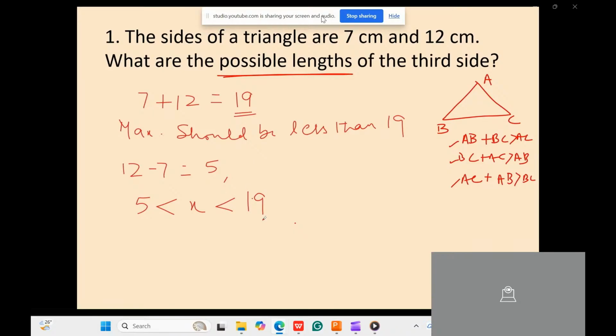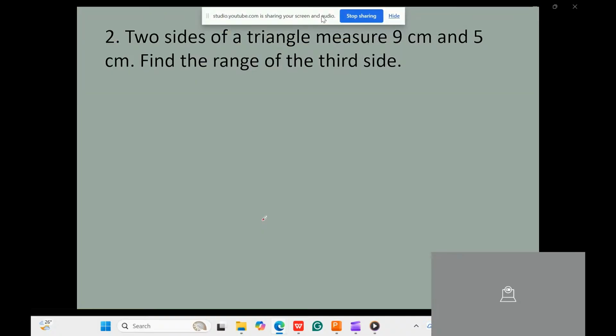Let's have a look at the next question. So again, it is a similar question. So again, you have to find the range. So range is calculated by adding and subtracting the two sides. Range means what could be the maximum or the minimum or the possibilities of the third side. So here we will add them up first. So it is 14, and when you subtract it, you will get, so the range is where x is the third side.